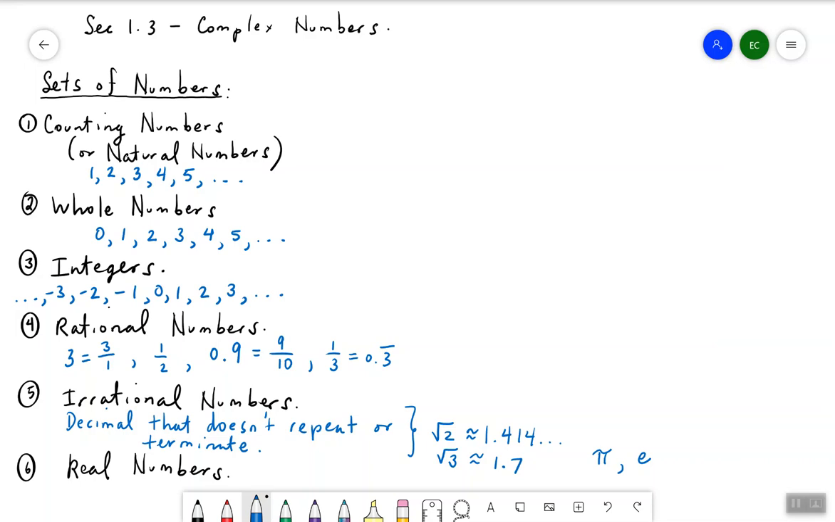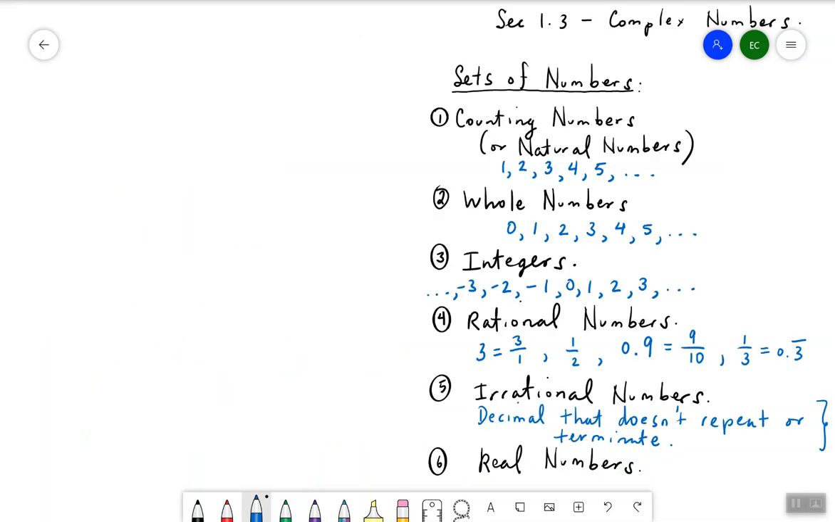So now that we have an idea about these sets of numbers, let's look at a diagram of how they all fit together. Start with the counting numbers.